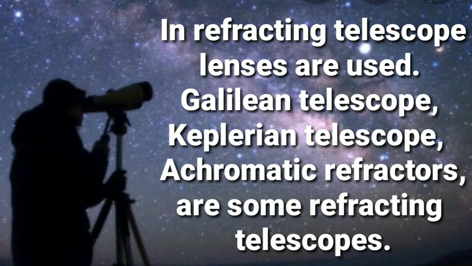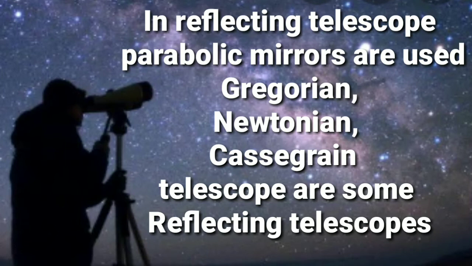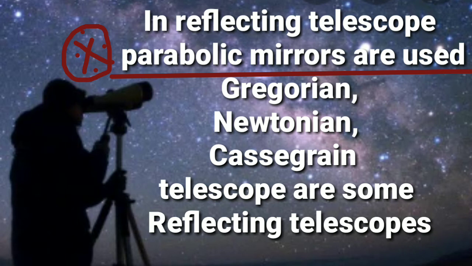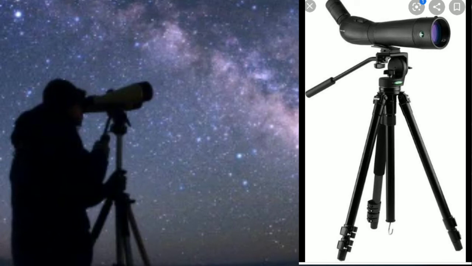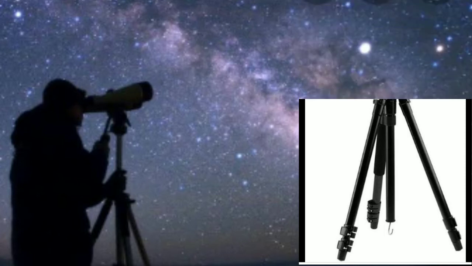And the next one, reflecting telescope. In reflecting telescope, parabolic mirrors are used. It's very important 1 mark. For example, Gregorian, Newtonian, Cassegrain telescopes are some of the reflecting telescopes. According to the things which are observed, astronomical telescope and terrestrial telescope are the two major telescopes.